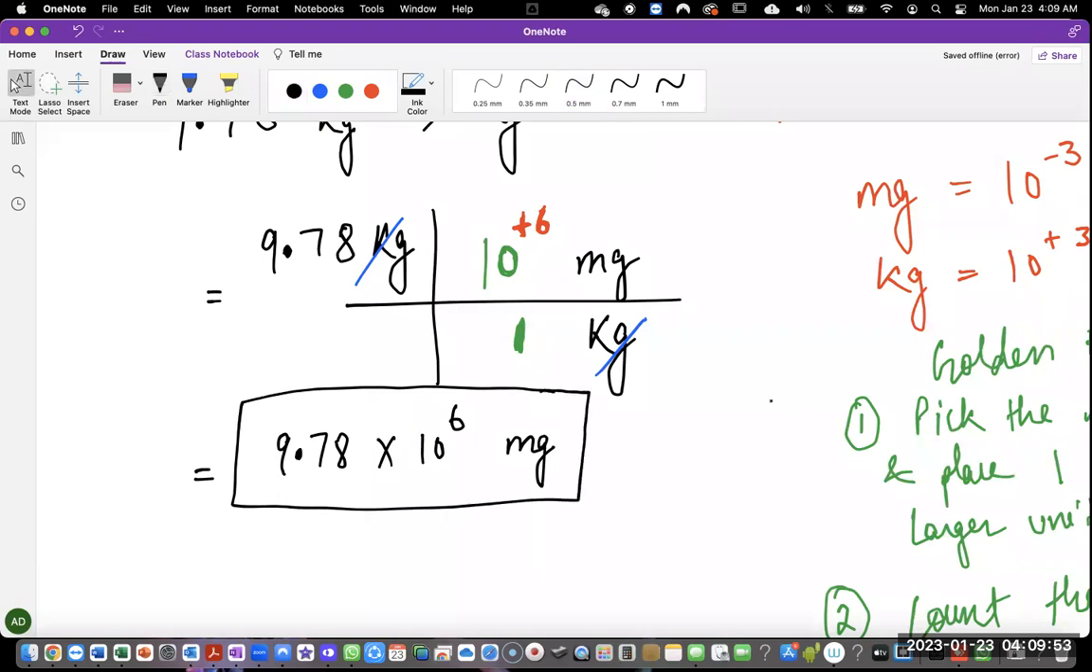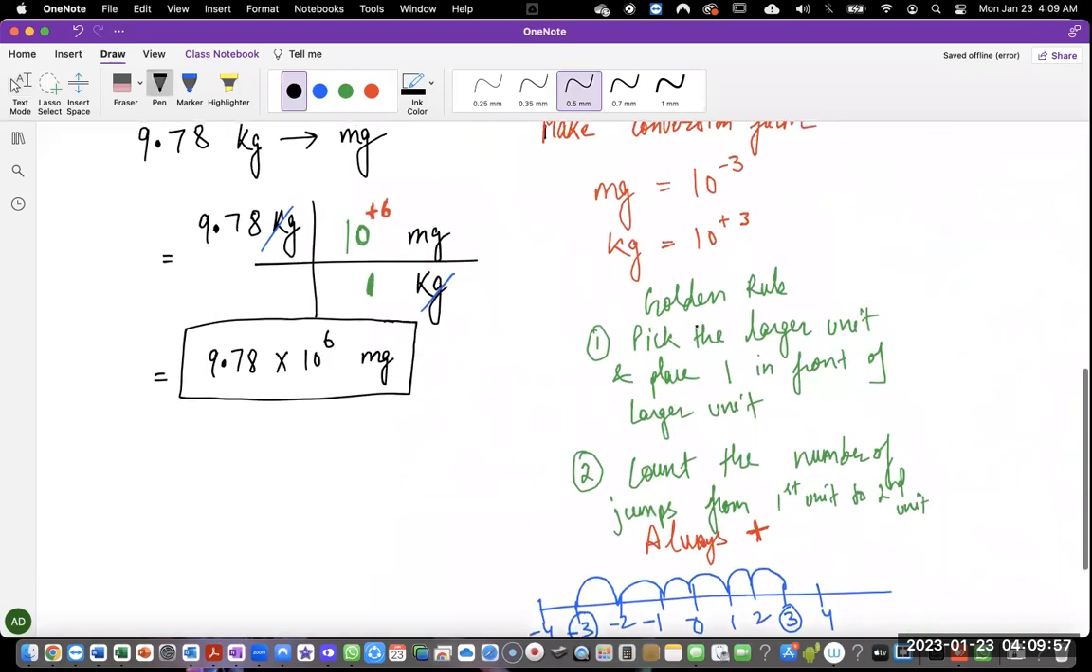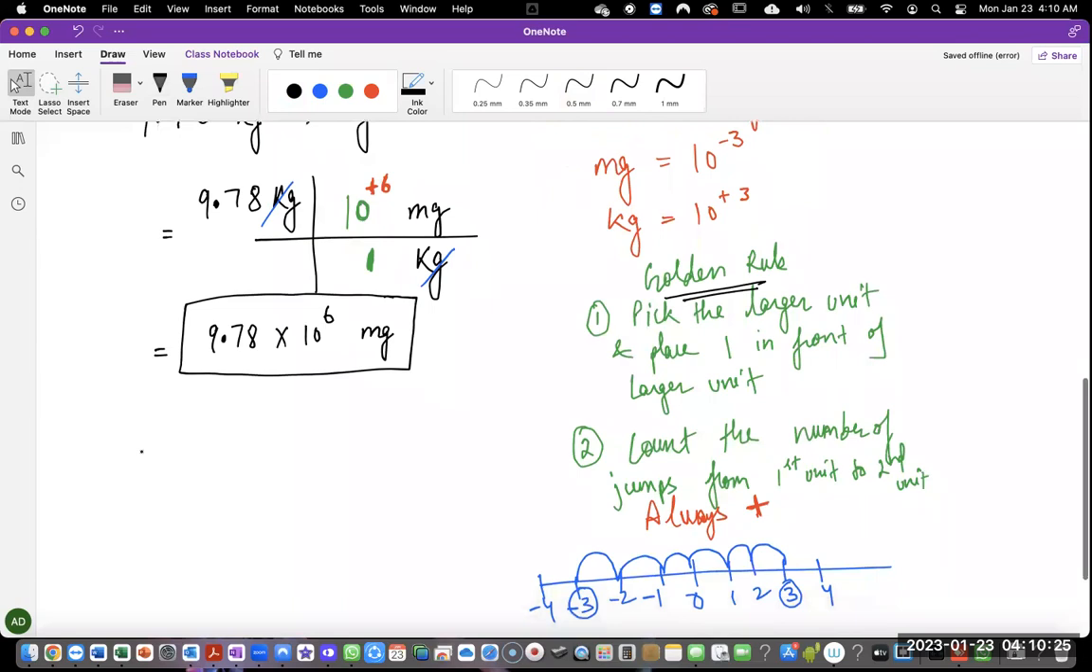Okay, so just to clarify one more time, let's remember the golden rule again. If you put 1 in front of the bigger unit, then the smaller unit always gets a positive number. That's true, okay? But that does not mean that your final answer always has to be positive. That's not what we're saying. What I'm saying is, when you're making this conversion factor, that's when this rule applies. Okay, all right. So let's do some more examples.